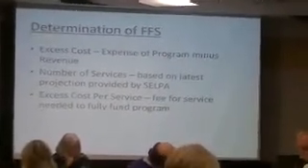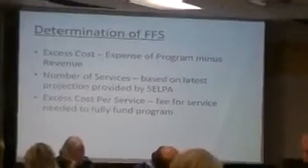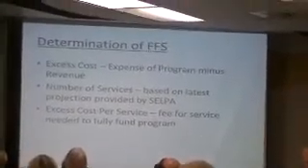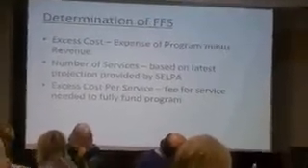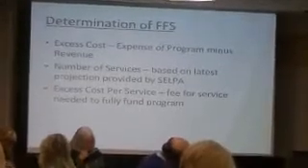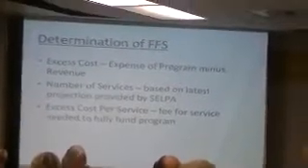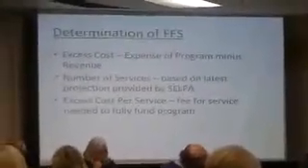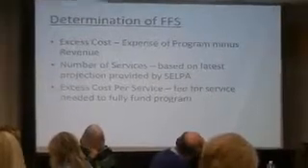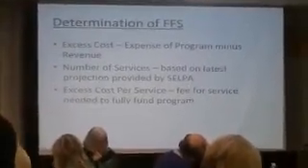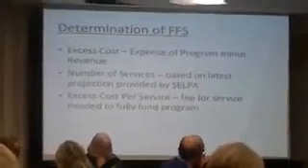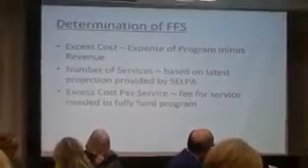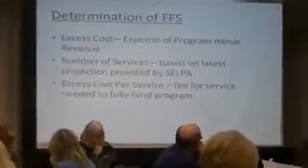The final determination of the excess cost, the fee-for-service rate, is basically the excess cost of that program: the expense of that program minus the revenue that has been allocated or assigned to that program. Then the total excess cost is divided by the number of services, and the services are put on here with the latest services from the spreadsheet you see from the SOPA. And then line 34 determines the excess cost per service. In other words, the fee-for-service rate that would be associated with that program.